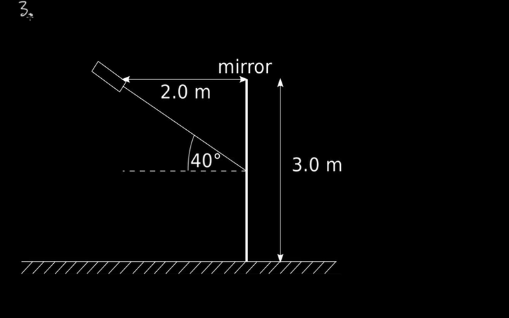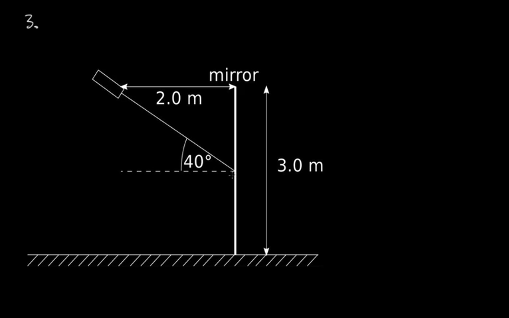We're told that a laser beam is shone onto a mirror at an angle of 40 degrees to the normal as shown in the diagram. The laser is located 2 meters in front of the mirror and 3 meters above the floor. And in part A, we're asked what is the angle of reflection of the laser beam. Well, that bit's easy. The angle of reflection is in here, and our law of reflection tells us that the angle of incidence is equal to the angle of reflection. So this angle of reflection is just equal to 40 degrees.